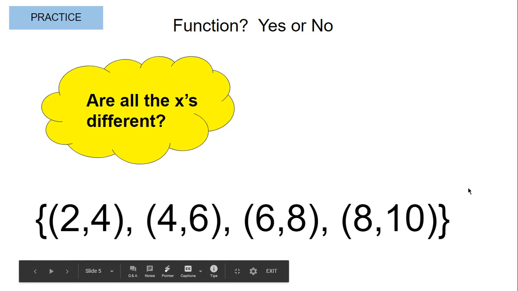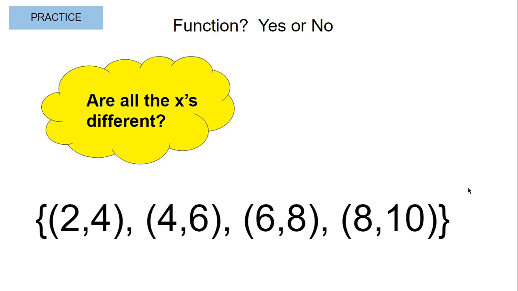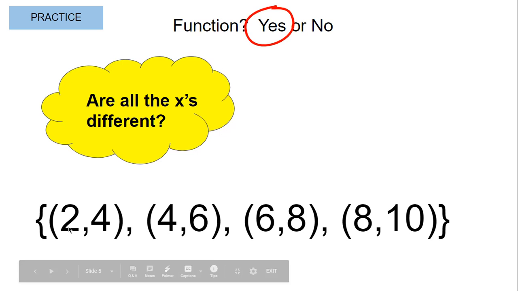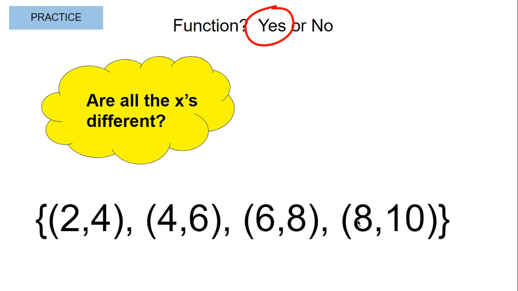Is this a function? Yes or no? Ask yourself, are all the x's different? The answer is yes. The x's are 2, 4, 6, and 8. They are all different. So this is a function.